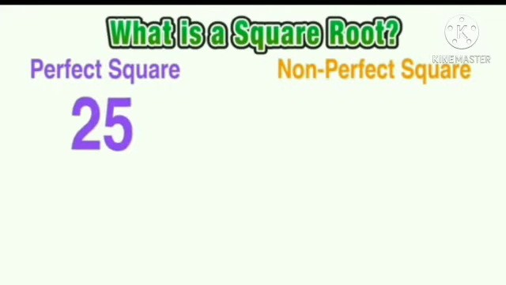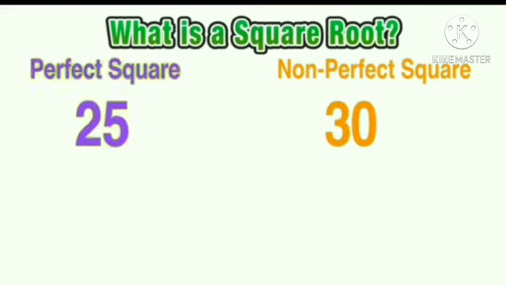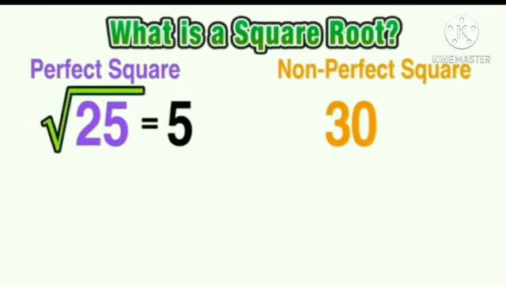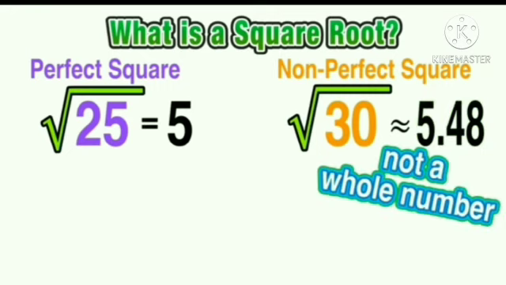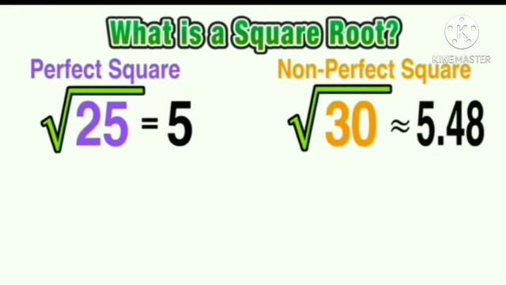For example, take a perfect square, 25, and a non-perfect square, 30. For the perfect square 25, which is equal to 5 squared, root 25 is equal to 5, where 5 is a whole number. For the non-perfect square 30, root 30 is approximately 5.48. 5.48 is not a whole number. 5.48 and 5 are nearby values. Root 25 is equal to 5 and root 30 is approximately 5.48.